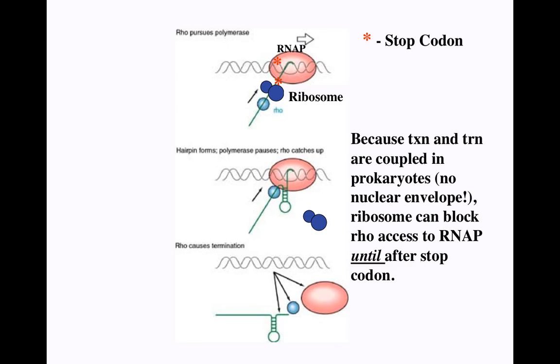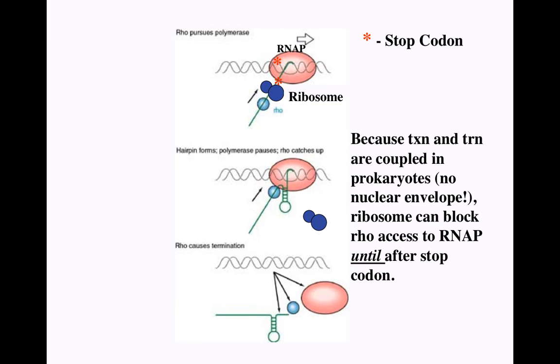The ribosome is going to chug along, making protein. I should have drawn protein coming out of this, until it reaches the stop codon, which I put this little red star in. So at a stop codon, ribosomes are programmed to disassociate and fall off. So this is where the ribosome takes an exit from Highway 64 and gets out of my way. And now Rho can catch up to RNA polymerase and kick it off.